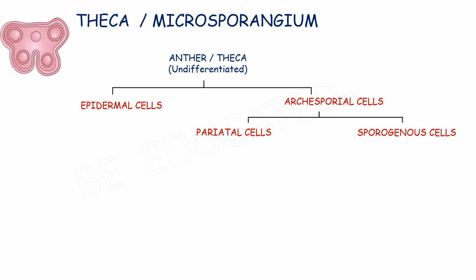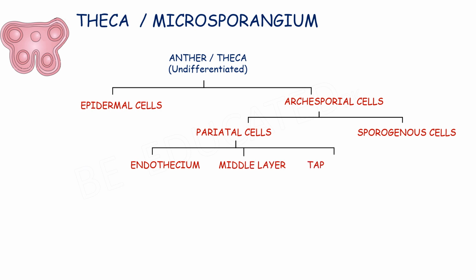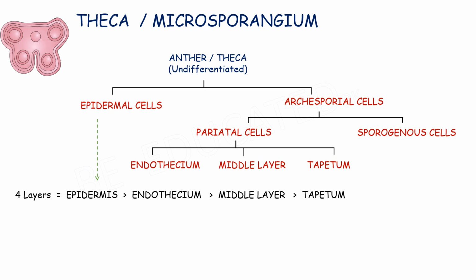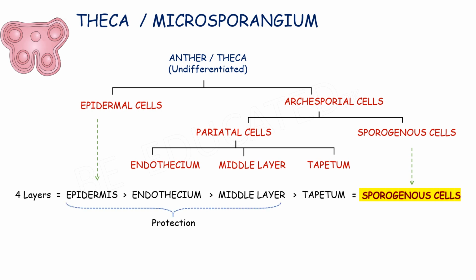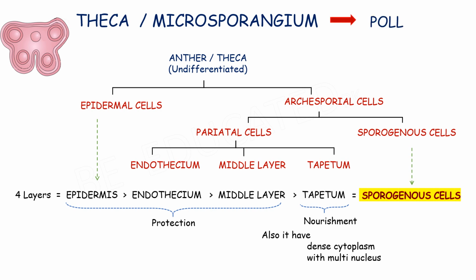Sporogenous cells produce only sporogenous tissue, and parietal cells produce three types of cells: first endothecium, second middle layer, and third tapetum. These four layers, epidermis, endothecium, middle layer and tapetum, cover the sporogenous cells or tissue. The initial three layers provide protection and tapetum provides nourishment to the sporogenous tissue. Also, it has dense cytoplasm with multiple nuclei. After this whole process, theca matures and develops into pollen sac.